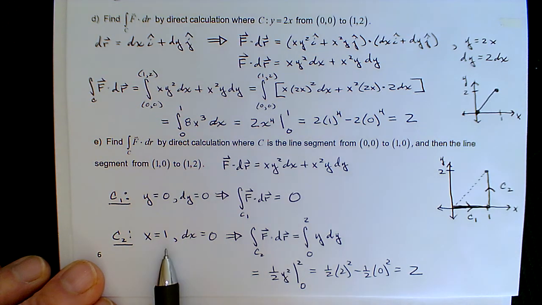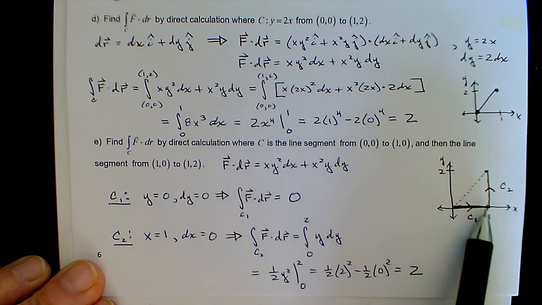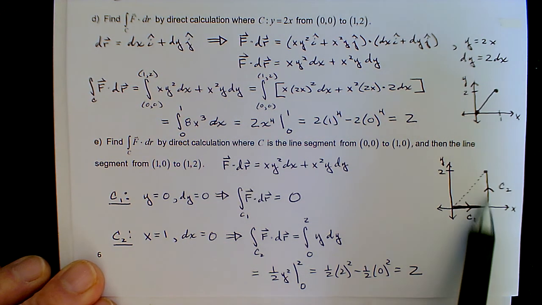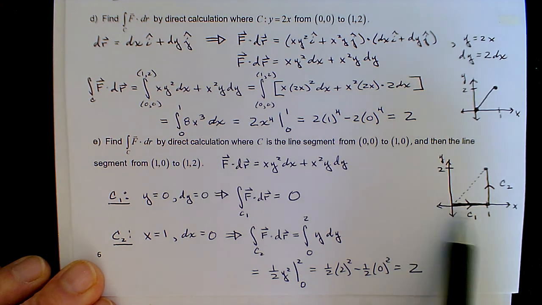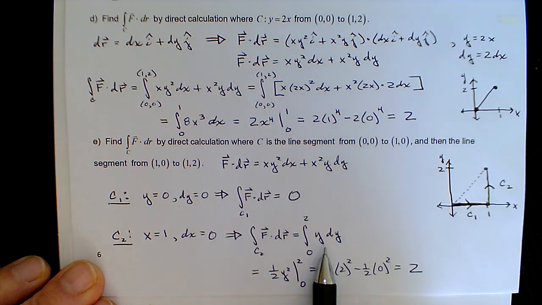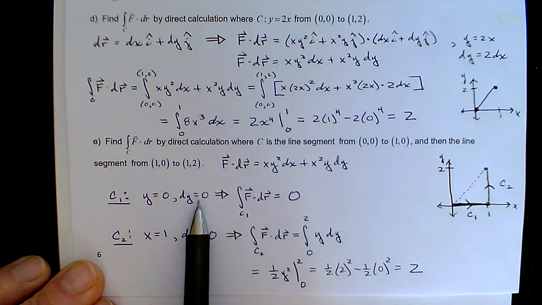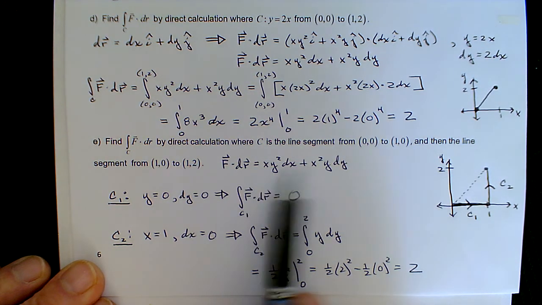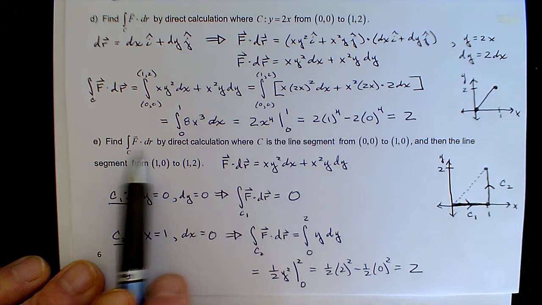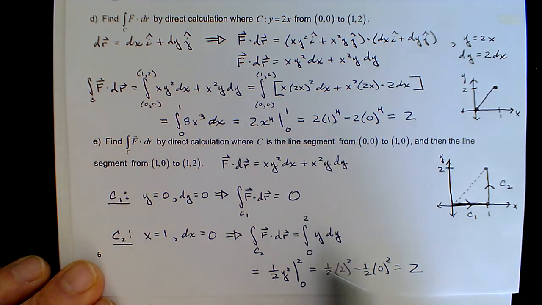And then for C2 in this case, x is always 1, and dx is not changing. dy is what's changing here as you move up. And then that would be the integral from 0 to 2 of, all we did was plug in these dx and dy's and the x's into this f dot dr, because that's what we want to evaluate. And we were able to show that that was equal to 2 as well. So that actually shows path independence.